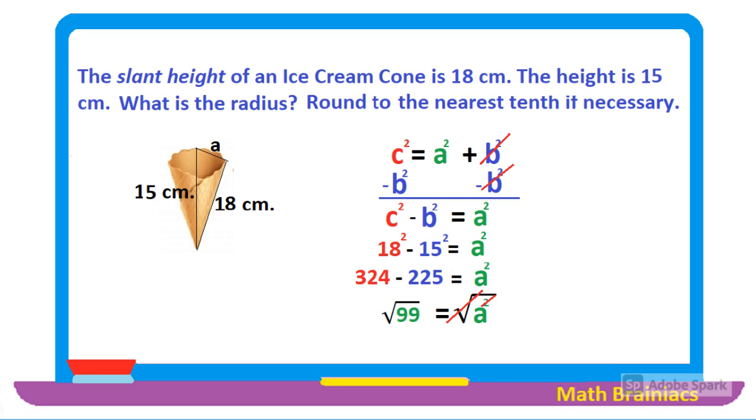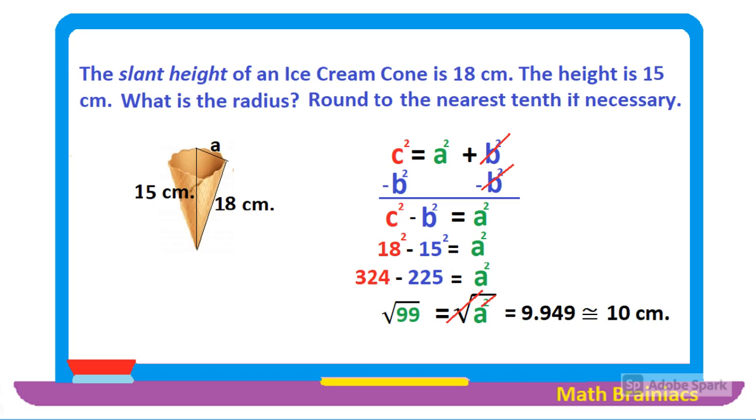Accordingly, we can cancel out the square and the square root on the right side of the equation. Square root of 99 is 9.949, which is approximately 10 cm because we are going to round it off to the nearest tenth. Therefore, the radius of the ice cream cone is 10 centimeters.